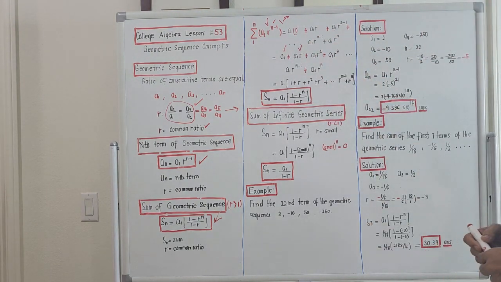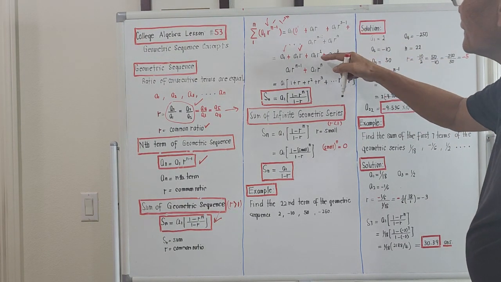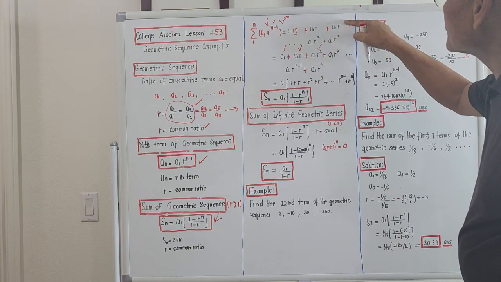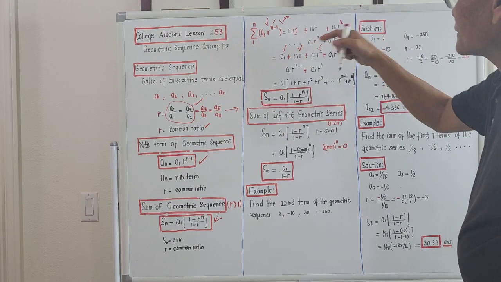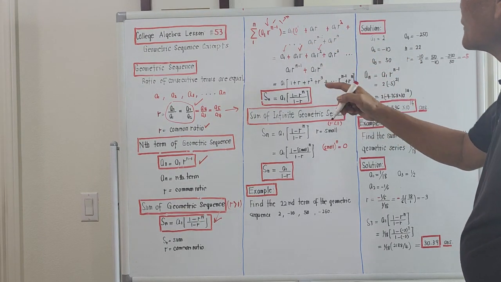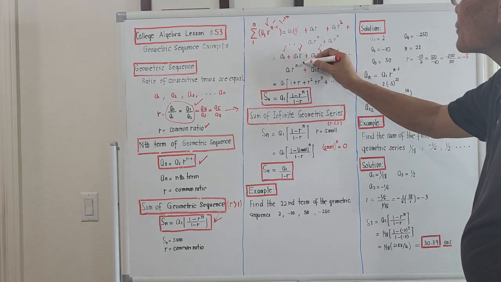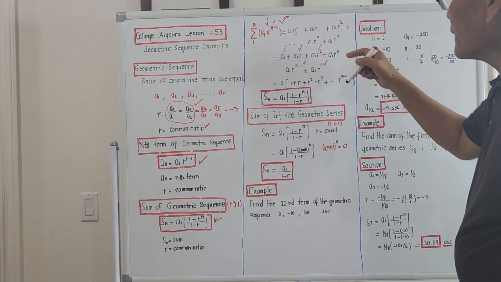Right? Third one, 3 minus 1, so it will be A1 R square. Plus dot dot dot, the second to the last, it will be A1 R raised to n minus 1. Last one will be A1 R raised to n.